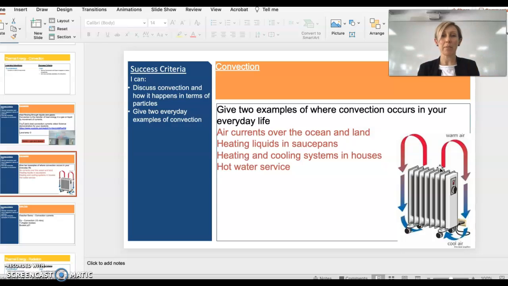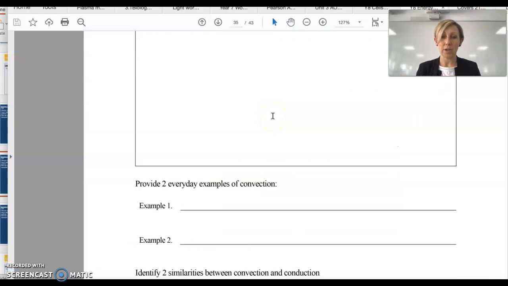The same idea happens in a pan as you're boiling water. The same idea happens in the oceans. In the oceans we get warmer water lifting up to the top and cooler water sinking down to the bottom. So convection is the movement of thermal energy through currents. We tend to talk about it in water and in liquids. And the last one that you need to know about is radiation.